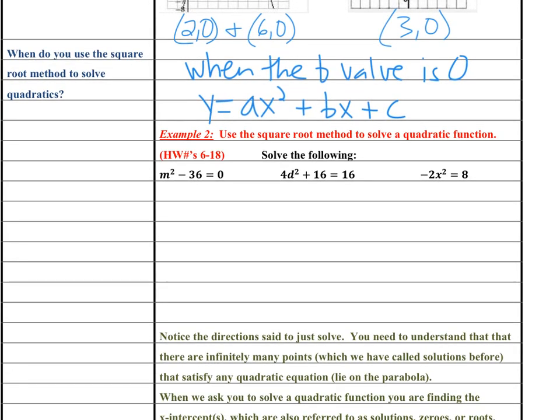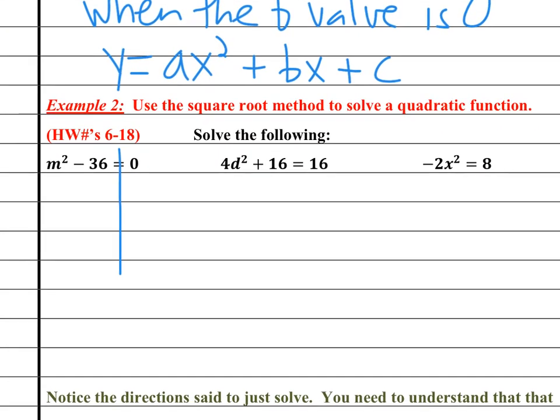So we have 3 equations, and we're supposed to solve them, meaning get the letter by itself. So I'm going to draw a line down the middle, throwing it back to a long time ago, beginning of the year when we solved. First thing I would want to do for this problem is add 36 on both sides. So it would say m squared equals 36.